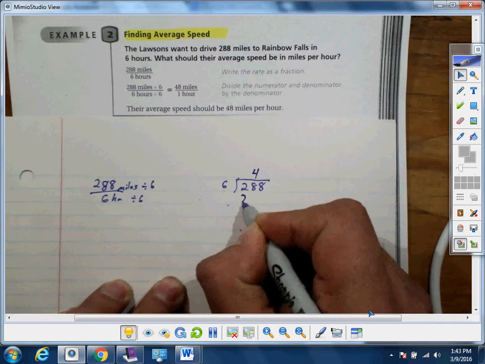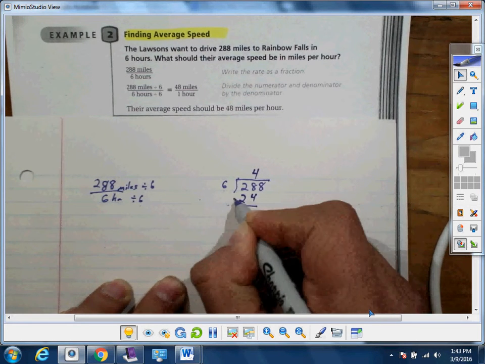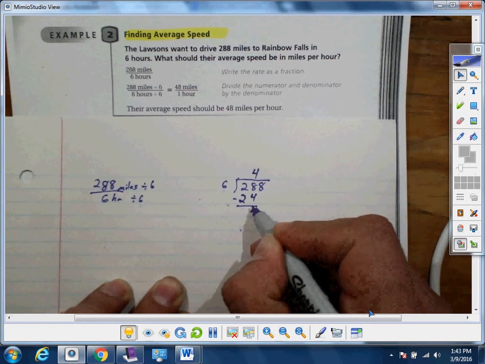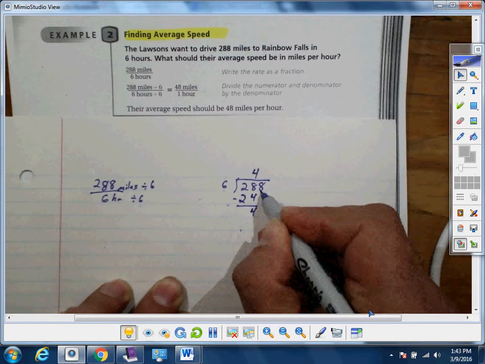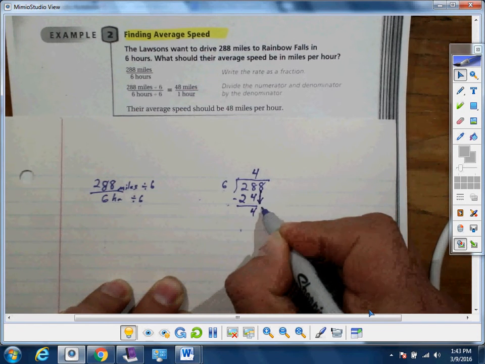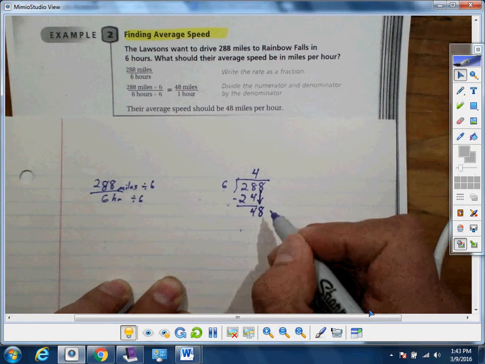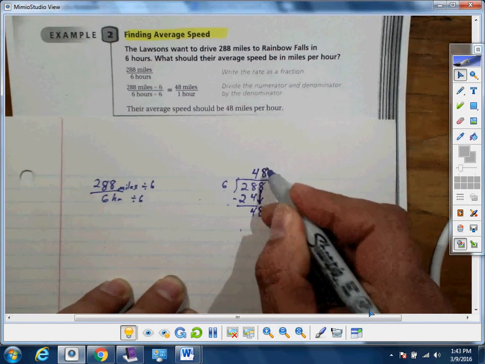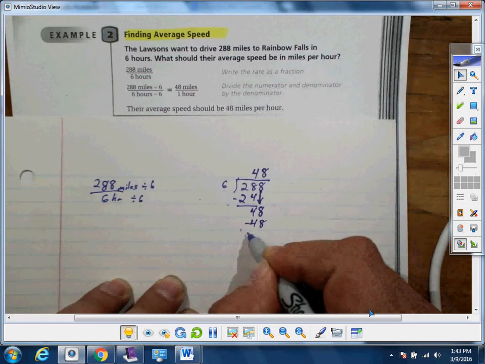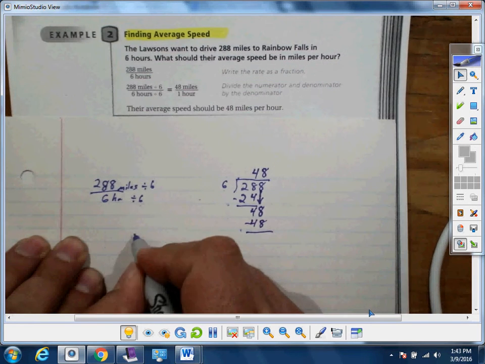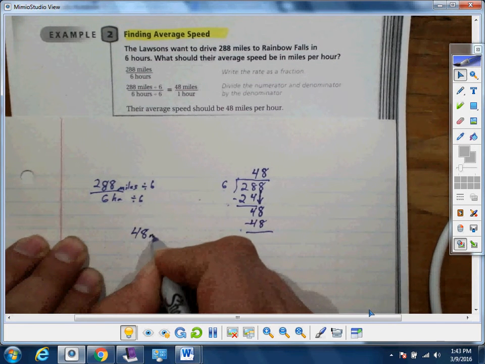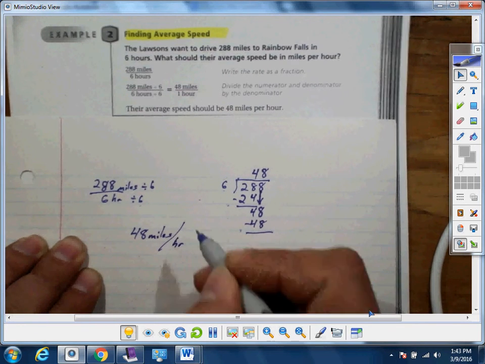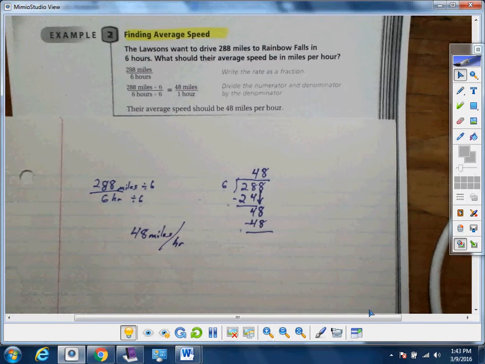So I do once again, I take my 288 and I put it inside my division symbol and I divide by 6. 6 goes into 28 how many times? 4. 6 times 4 is 24. And then I'm going to subtract. 8 take away 4 leaves me with 4, and 2 from 2 is 0. I then bring down my 8. 6 goes into 48 how many times, Carson? 8. 6 times 8 is 48. Nothing left over. So I need to go 48 miles in an hour. So I need to go on average 48 miles an hour.